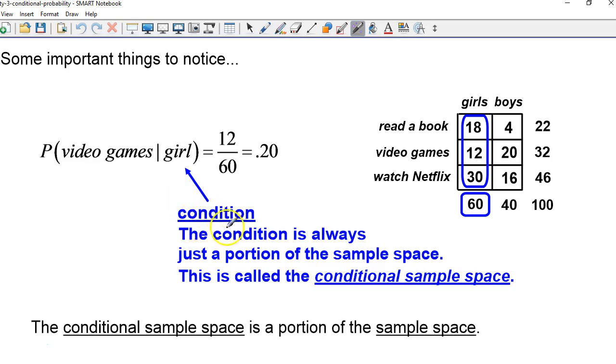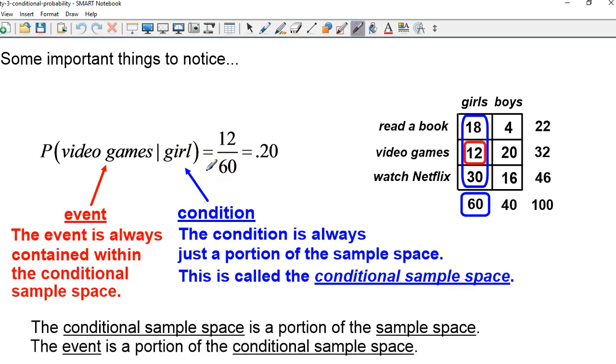First of all, the condition, the thing after the line, is always a portion of the sample space, generally not the entire sample space if it's a conditional probability. In this case, it's just this blue column of girls, so not the entire 100 students, it's just the 60 girls. So the condition forms a portion of the sample space, and we can refer to that as the conditional sample space. In other words, the denominator is still a sample space, but it's a sample space specific to the condition being a girl. So the conditional sample space is always a portion of the full sample space.